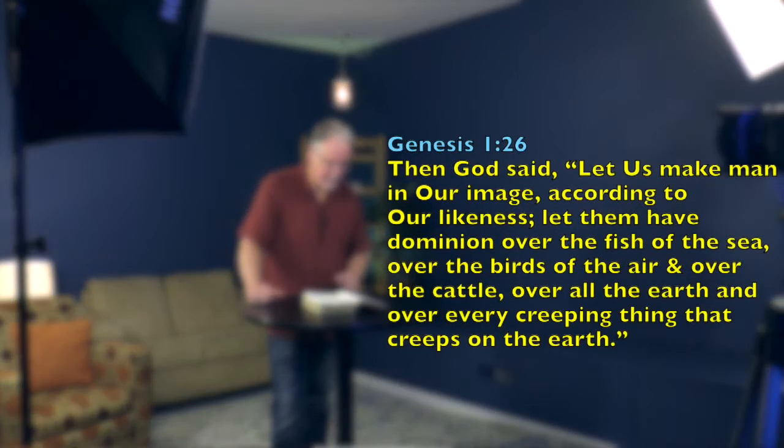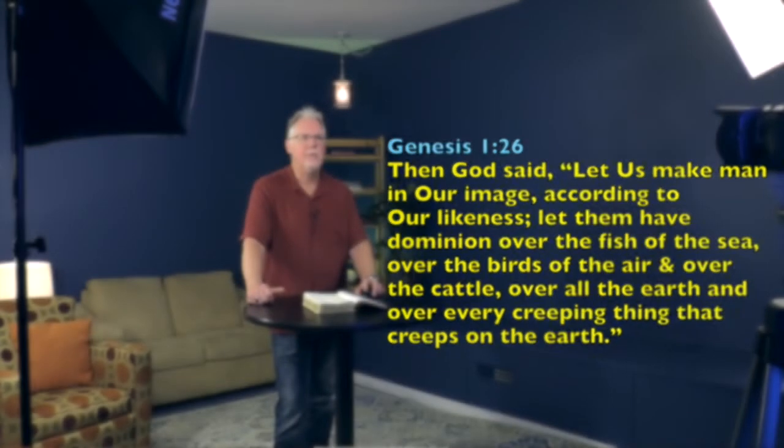We now need to tackle two other statements found in Genesis 1:26. The first is, "let us make," and the second is, "let them have." Let's read this together. "Then God said, 'Let us make man in our image, according to our likeness. Let them have dominion over the fish of the sea, and over the birds of the air, and over the cattle, and over all the earth, and over every creeping thing that creeps on the earth.'"